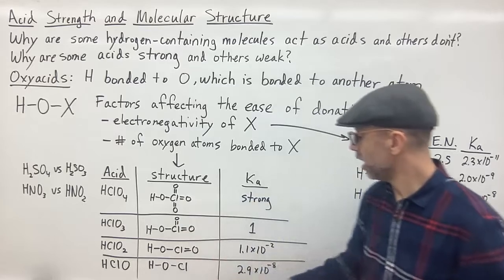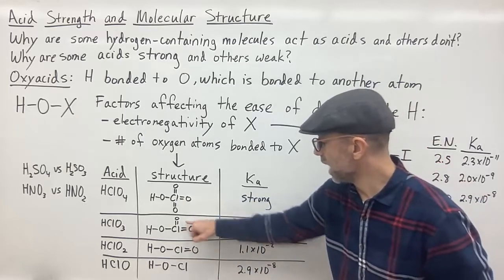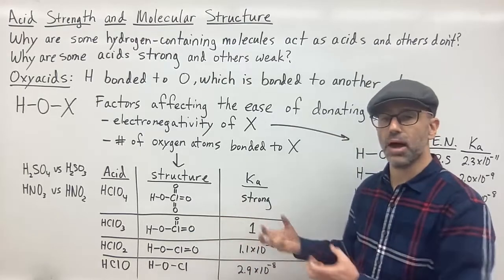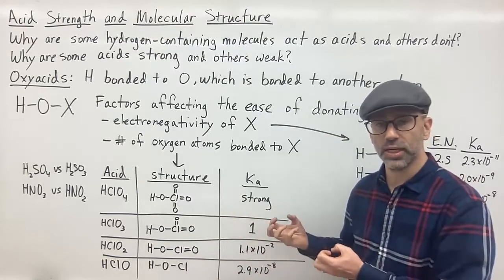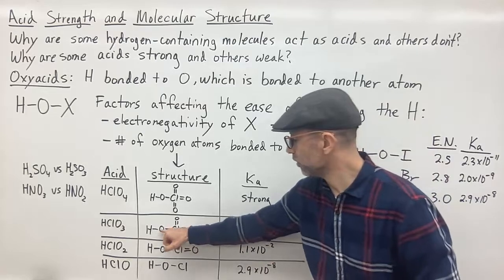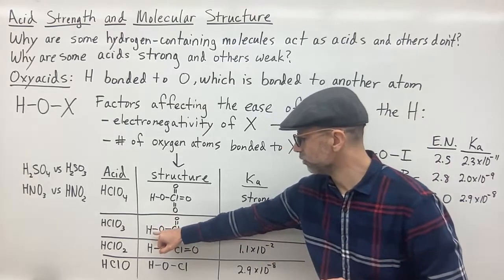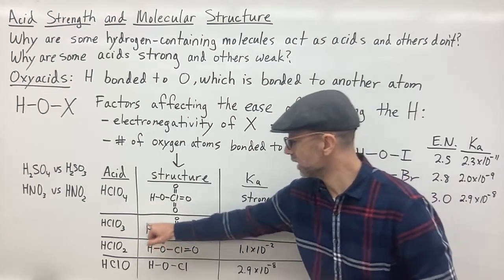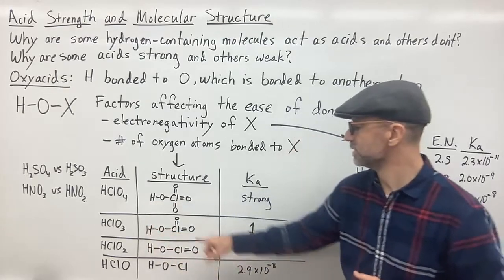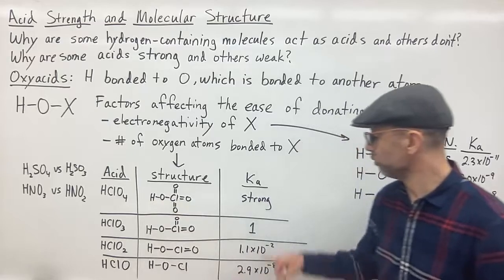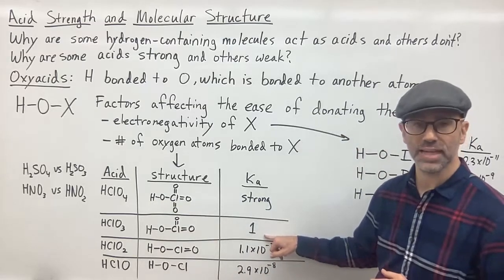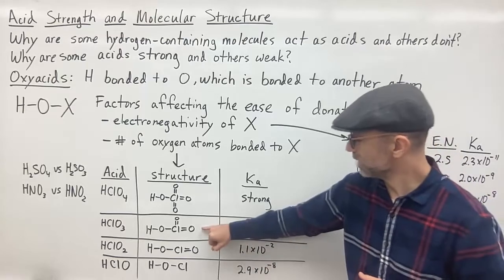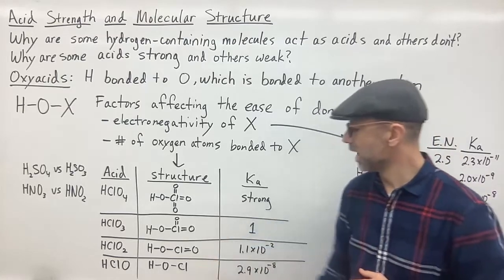You decrease the number of oxygens bonded to the chlorine, you're decreasing the amount of electronegativity that's pulling on the density, and so this bond here is not going to be as weak or as polar as this bond here. So getting rid of this hydrogen is not going to be as easy as getting rid of that one. So the Ka value is not as high. And so you can see the Ka value decreases as you decrease the number of oxygens.